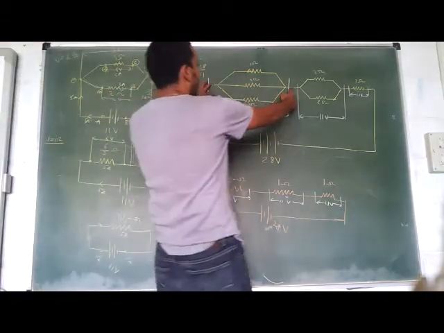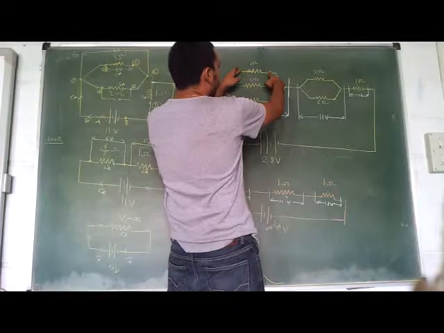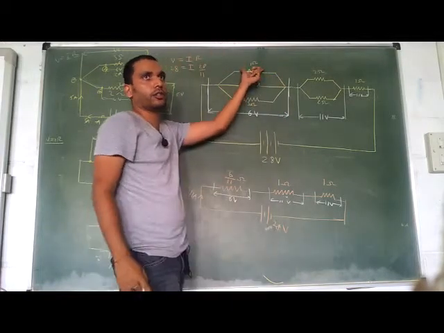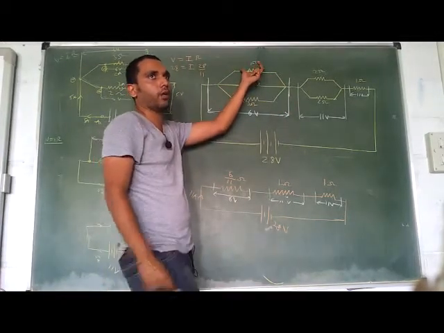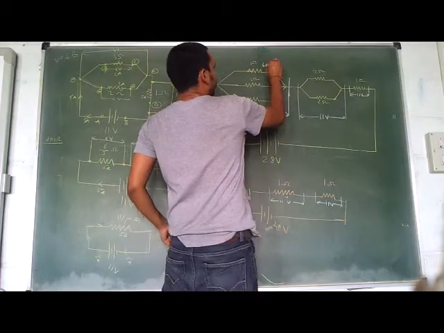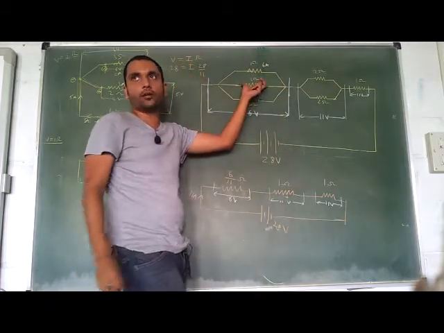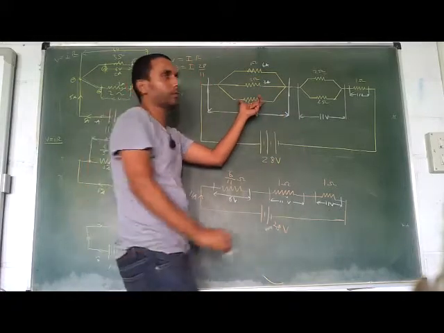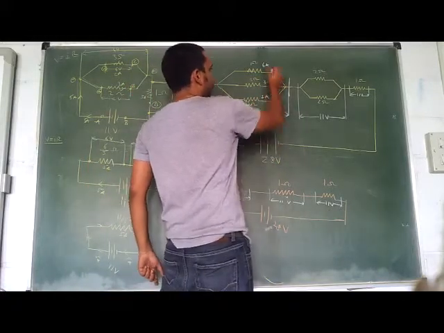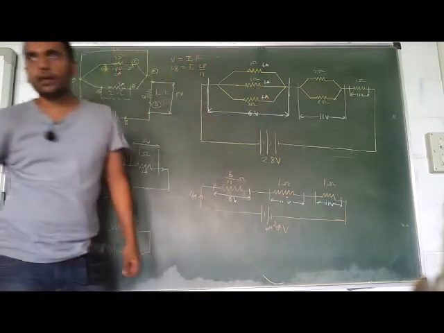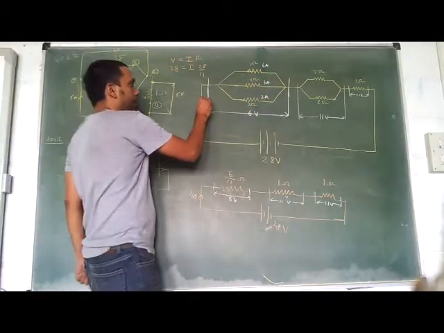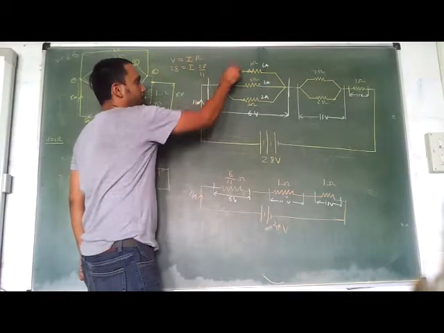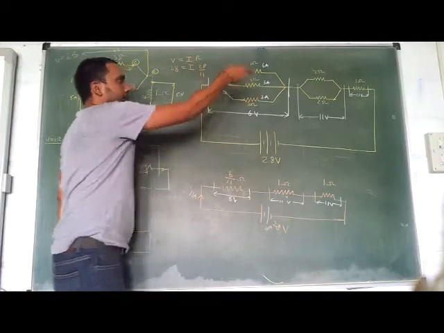6 across this means 6 over here. 6 over here means the current in this is 6 by 1, 6 amperes. In this one, 6 by 2, 3 amperes. In this one, 6 by 3, 2 amperes. Let us cross check. 6 plus 3 plus 2, 11. That means it is absolutely right. 11 was coming and got divided into 6, 3 and 2.